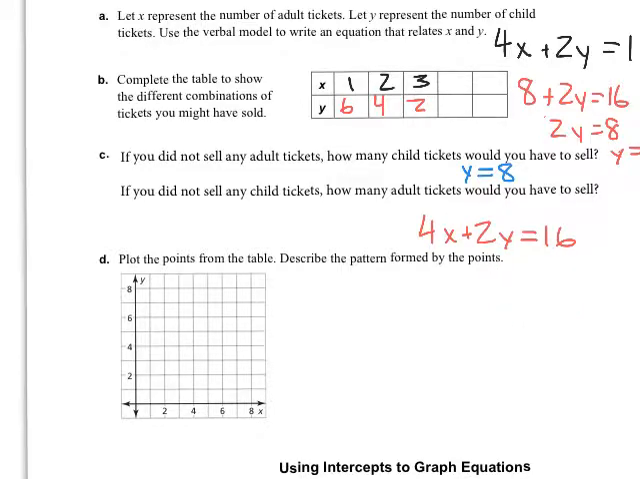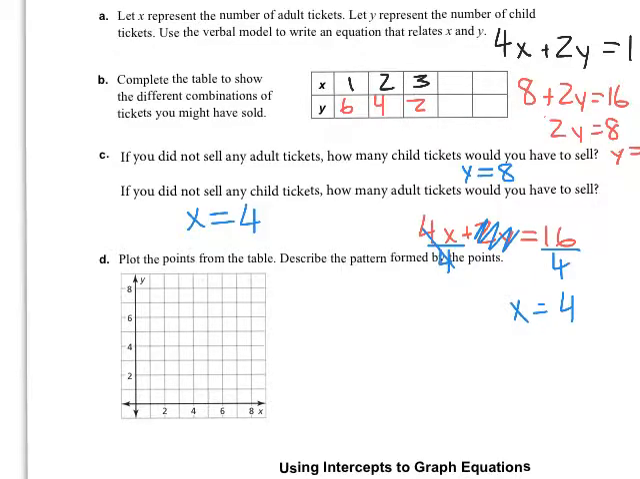Okay, on the second part, if I didn't sell any children's tickets, then that would mean I would have to plug a 0 in for Y. If I plug a 0 in for Y, that's going to knock this entire term out. Then I would divide by 4 on both sides, and I would end up with X is 4. So if I didn't sell any children's tickets, then I would have X equals 4.